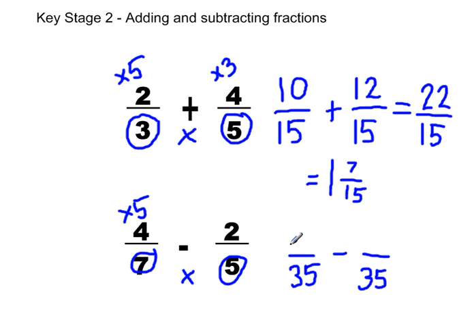So we end up with 20/35. On the other side, we've multiplied the 5 by the 7, so we multiply the 2 by the 7, which is 14. And now we take the 20 and the 14, so we do 14 away from 20, which leaves us with 6. So the answer to this is 6/35.